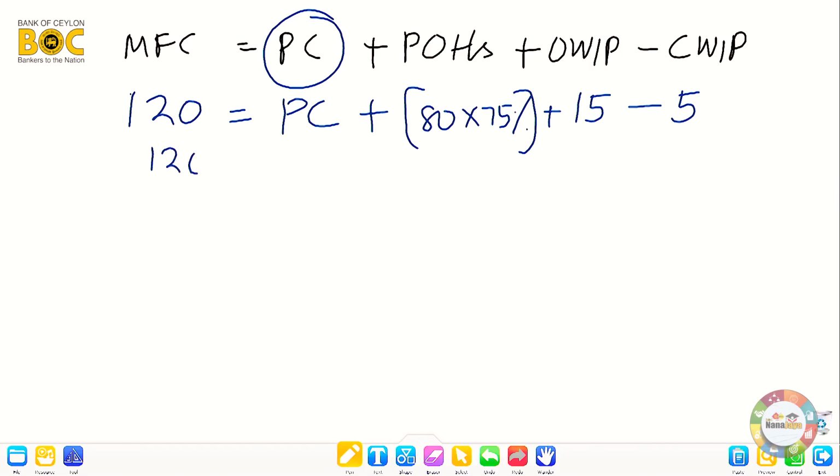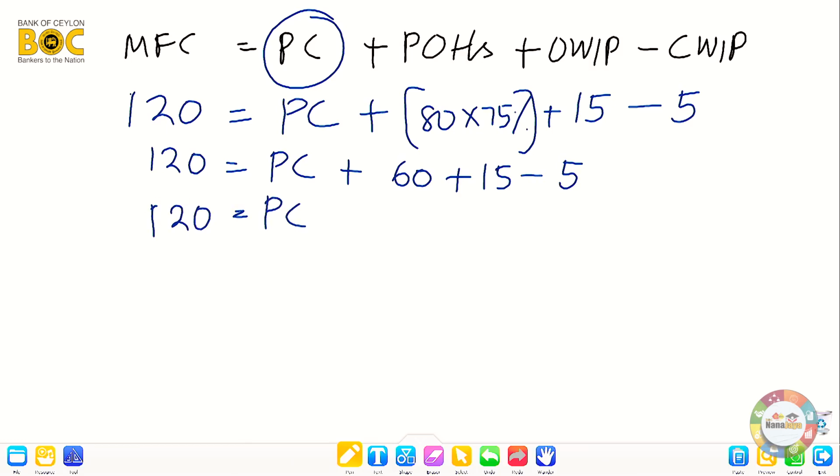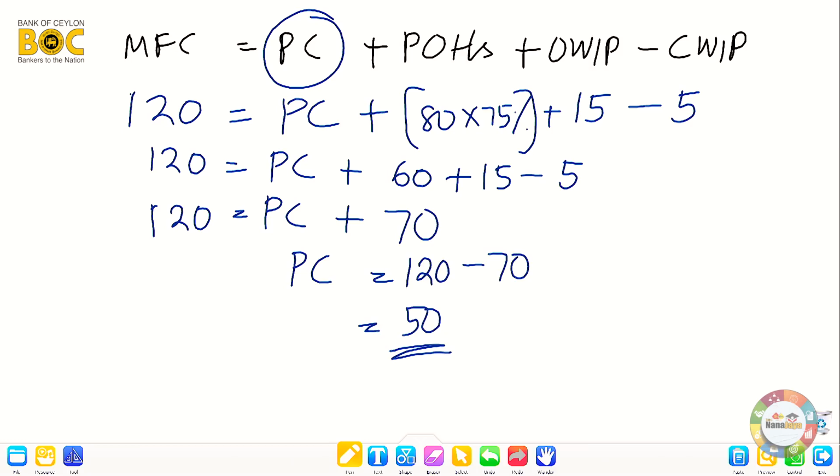The 120,000 equals prime cost, which we don't know, plus 80,000 at 75%, which is 60, plus 15 minus 5. 120 minus 70,000. The prime cost is 50,000.